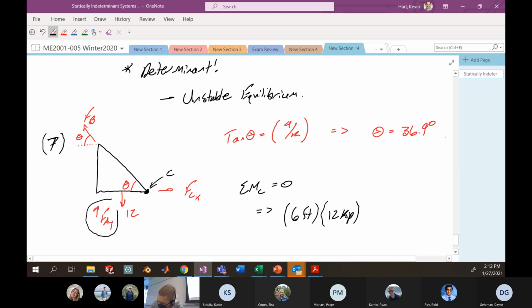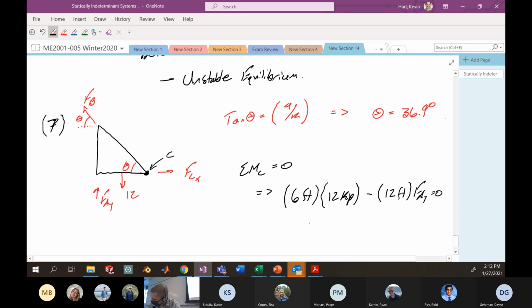Then I have to include the contribution from this FAY. If I'm standing here at C, and I think about the contribution that FAY is going to give me, stick my arm in the direction of FAY, curl my fingers in the direction of FAY, my thumb will be into the board, or into the page. And that means that the contribution of that force as I have it drawn is going to give me a negative moment. So here we'll have something like minus the distance to that force, just 12 foot, times that force itself, FAY, equals 0. So here you could solve for the force at A in the Y direction, given all of this information, would be here 6 kip.